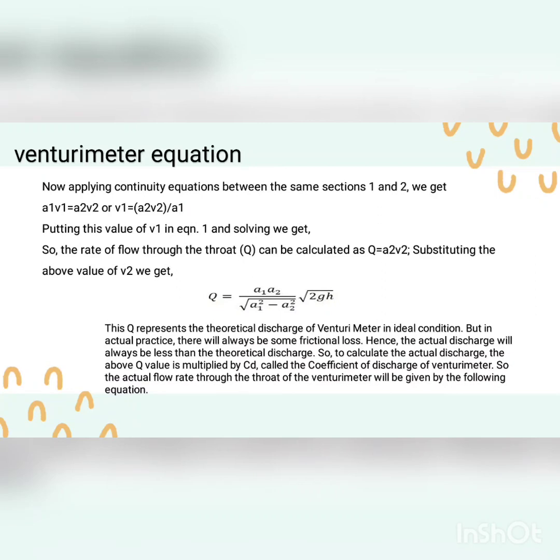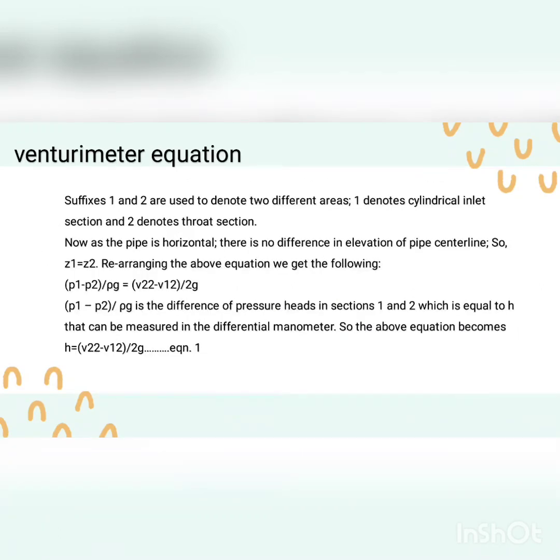So, the actual flow rate through the throat of the Venturimeter will be given by the following equation. Suffixes 1 and 2 are used to denote two different areas. 1 denotes cylindrical inlet section and 2 denotes the throat section. Here Z1 is equal to Z2. So we get the equation like h is equal to V2 square minus V1 square by 2g.